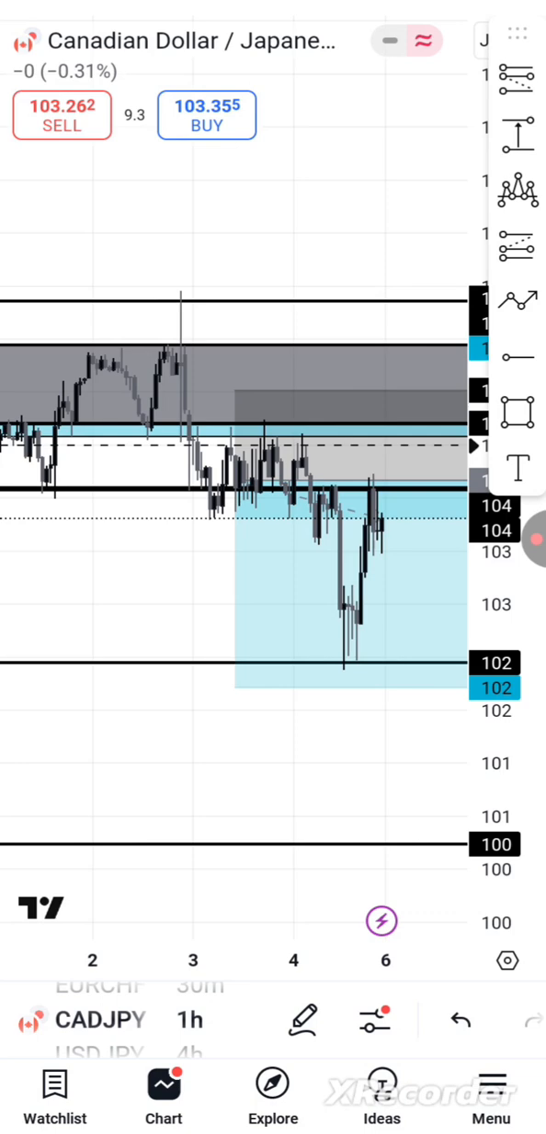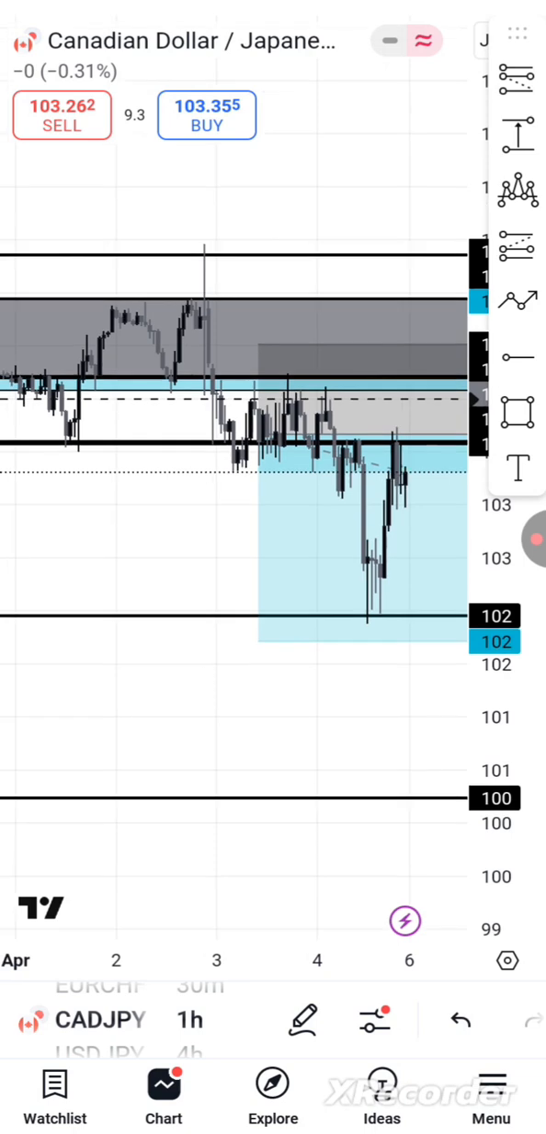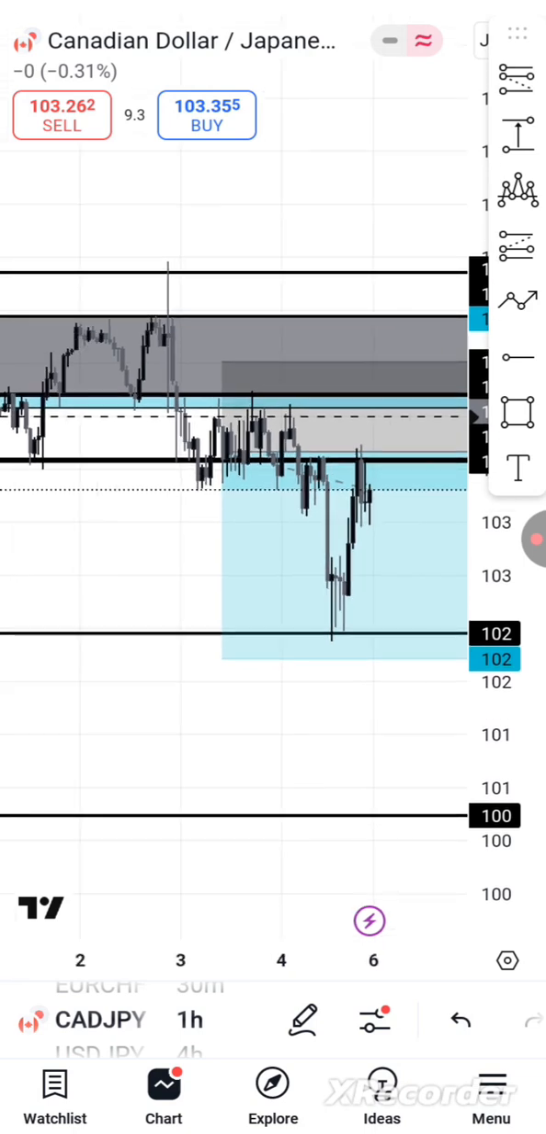So I hope you learned from this my trading strategy, which is top-down analysis, analyzing from the higher time frame, which is the weekly, down to the lower time frame.